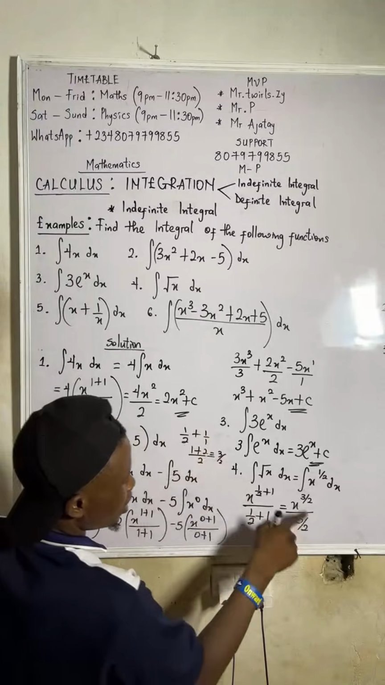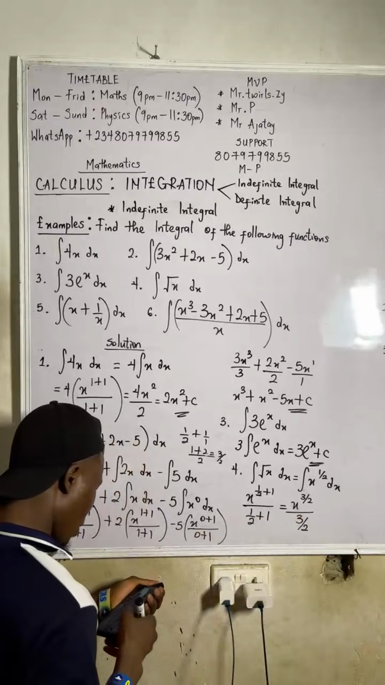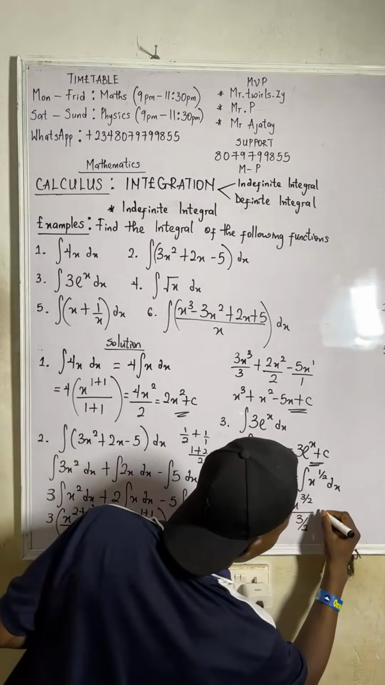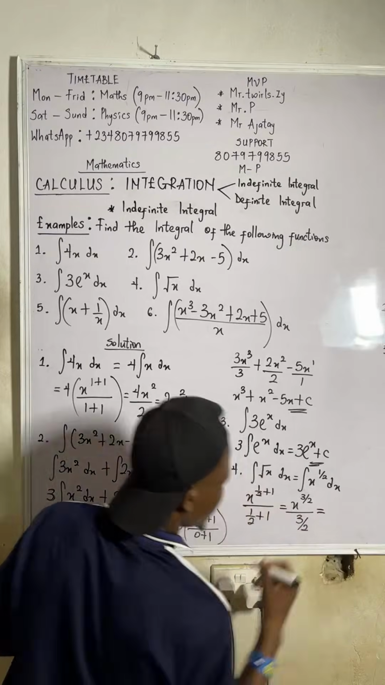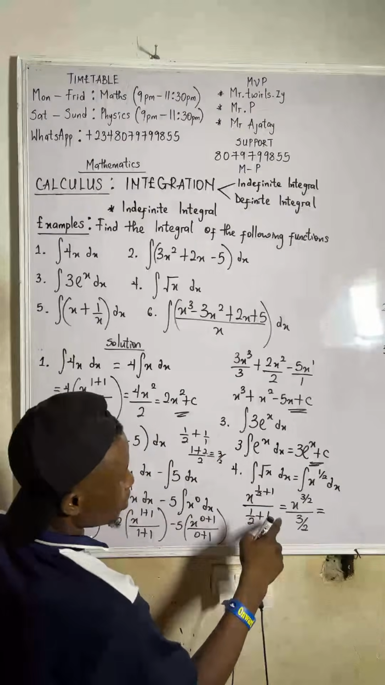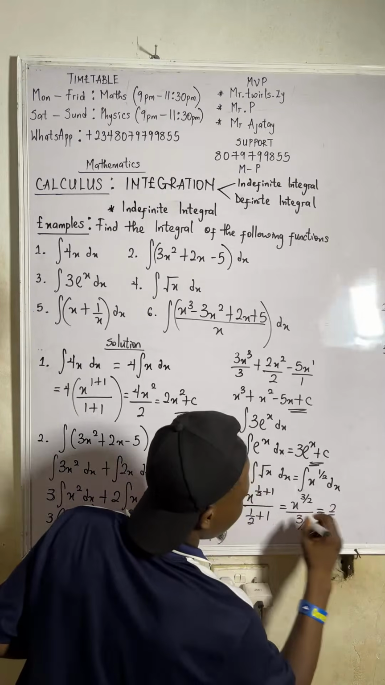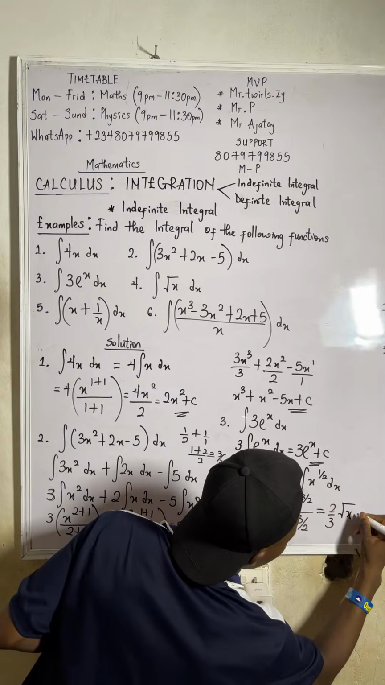1 plus 2 gives us 3 over 2. So that's x to the power of 3 over 2, over 3 over 2. But to finish it, the 2 can go up and the 3 will be down. So that will be 2 over 3, then that will be square root of x cubed.